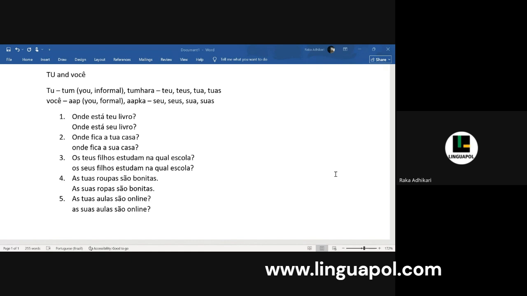Okay, so tu and você, the possessive pronouns are the same in meaning, just different in formal and informal. Does anyone have any question?